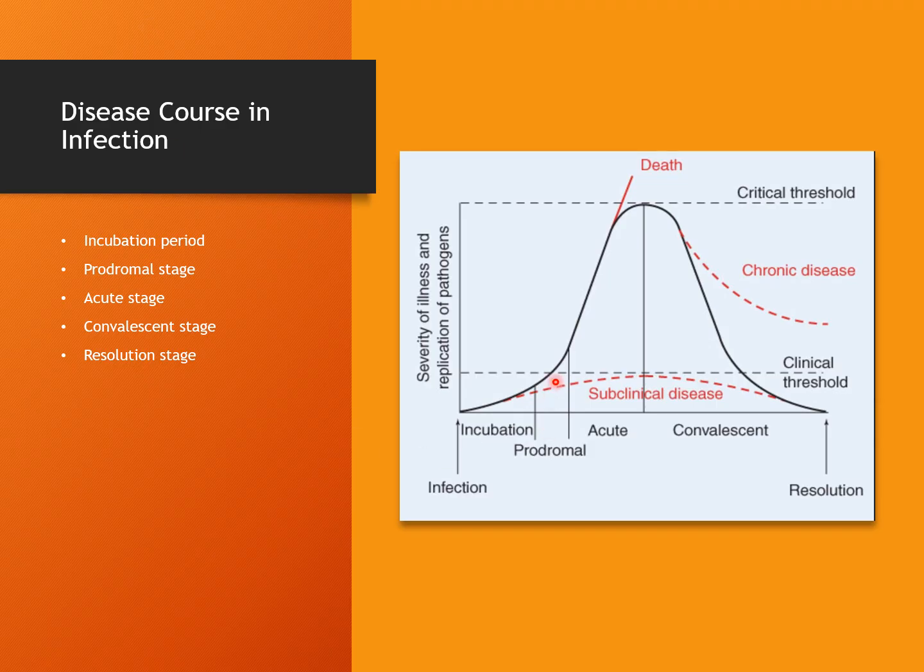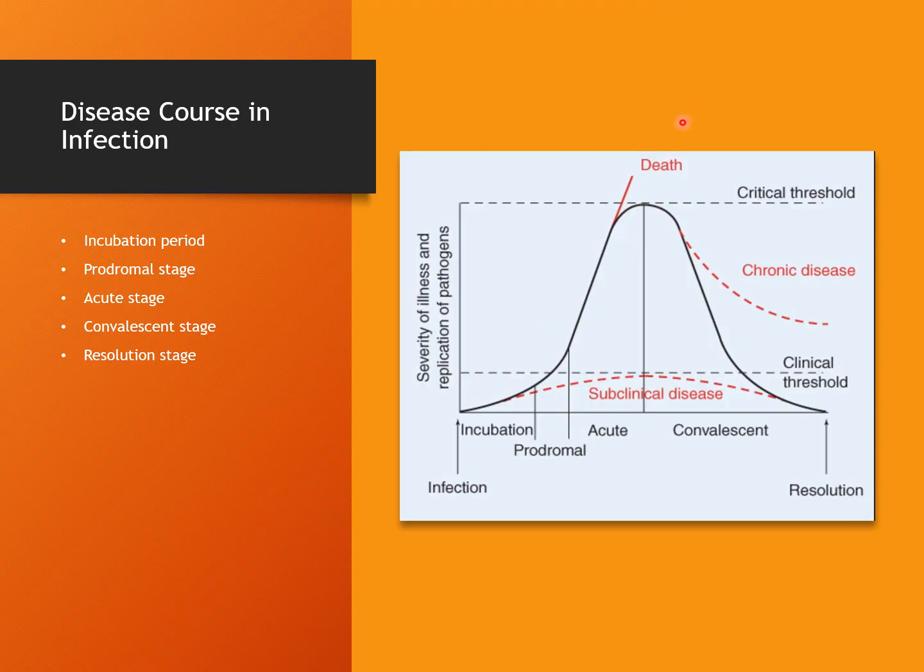The next stage is the acute stage, and this is where we see the maximum impact of disease on the host. And so the acute phase kind of starts right here, and you can see that now we're above that clinical threshold, and the severity of that illness kind of continues to sort of climb all the way through that acute stage.